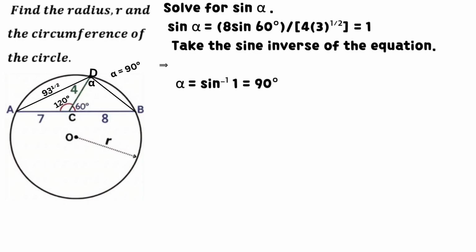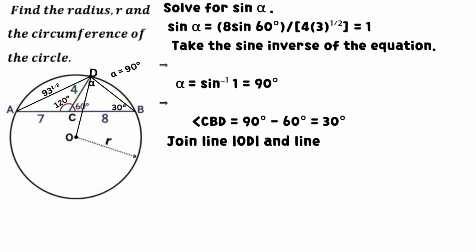Take the sine inverse of the equation. Hence, alpha equals sine inverse of 1, which equals 90 degrees. It follows that angle CBD equals 90 degrees minus 60 degrees, which equals 30 degrees.